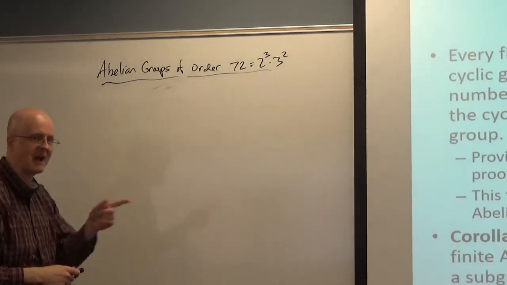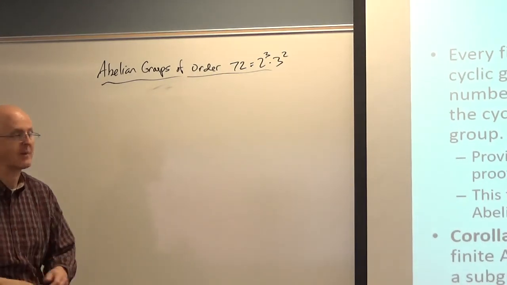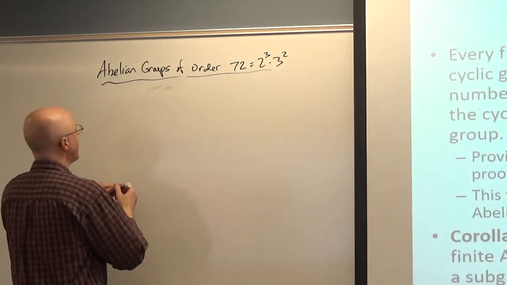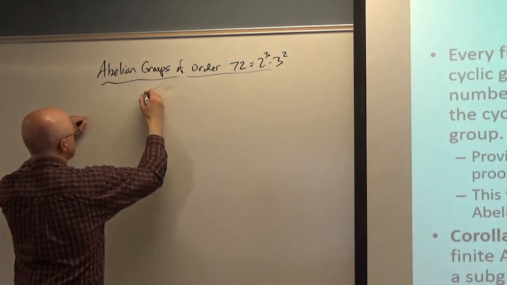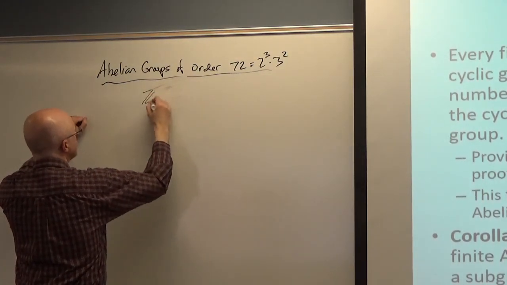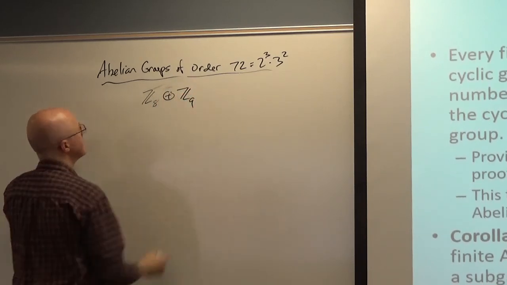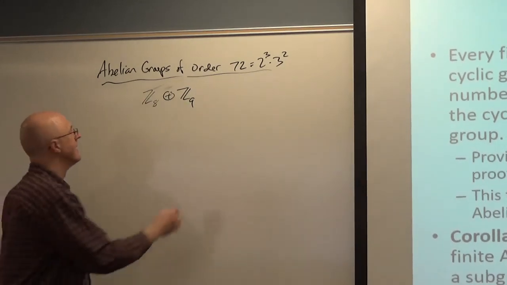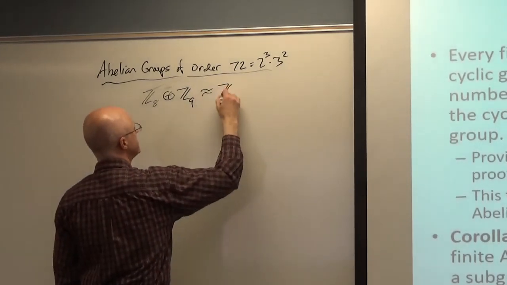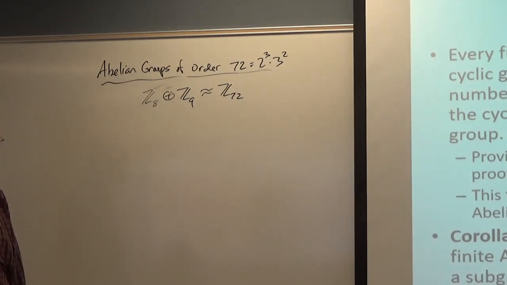One of these options that comes from the theorem is cyclic, but it's not immediately obvious until you use a theorem from chapter 8. We can break it down to an external direct product of cyclic groups of prime power order, one of which would be Z8 external direct product with Z9. But since 8 and 9 are relatively prime, that is isomorphic to Z72, that is cyclic. That's one option.